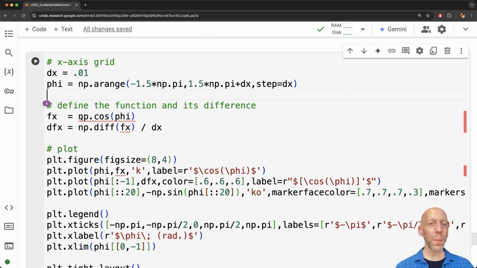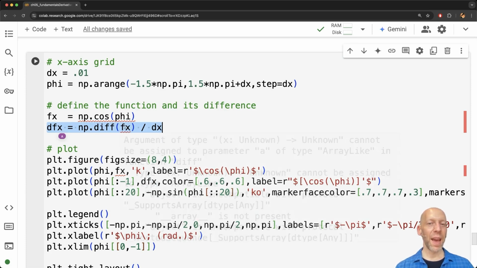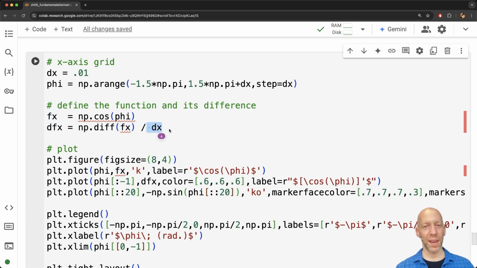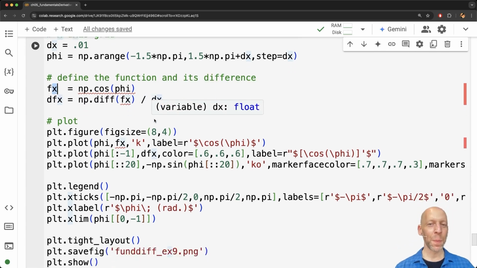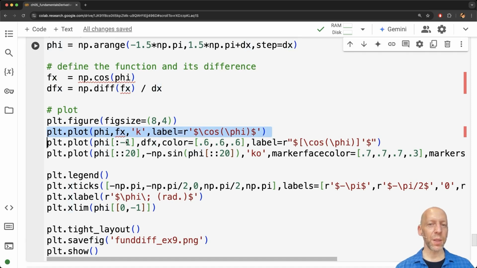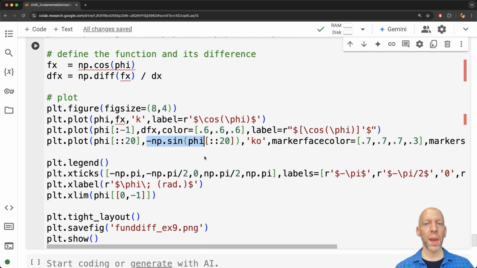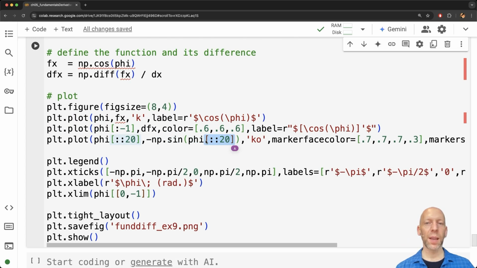Okay, so anyway, here's the function cosine of phi, and here is the empirical derivative, the approximation of the derivative, as numpy.diff of fx and divided by dx. And again, maybe I should have called this f phi instead of fx, but whatever. Okay, and then plot the function, plot the derivative, and here I'm plotting minus the sine of phi. And here I'm just skipping every 20 data values. This is an arbitrary thing that I'm doing just to facilitate the visual interpretation of the plot.